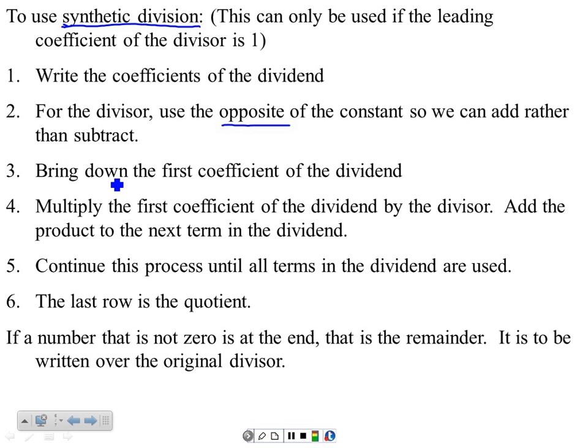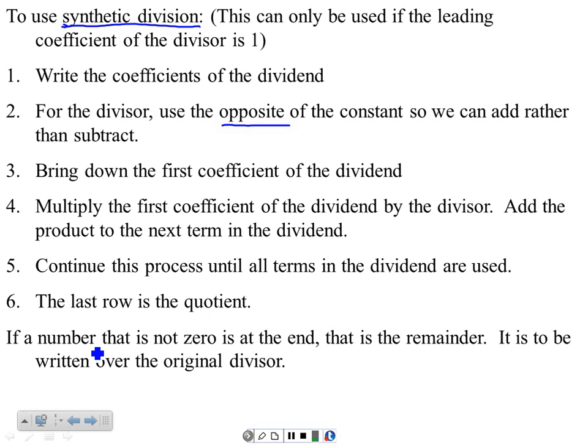Then we're going to bring down the first coefficient of the dividend, and you're going to start to multiply. You're going to multiply the first coefficient of the dividend by the divisor. Add the product to the next term in the dividend. Then you're going to continue this process until all terms in the dividend are used. The last row is the quotient. The bottom row is your quotient.